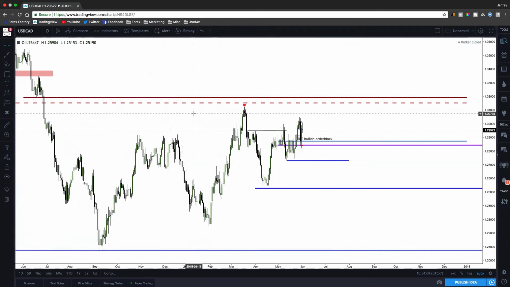You're still going to be using the same stuff, like your fibs the same way, and your ICT bullish and bearish order blocks and your support and resistance, all that stuff. But each pair moves a little differently. So like dollar CAD may get a lot of volatility around 9 a.m. Eastern Standard Time, something like that.